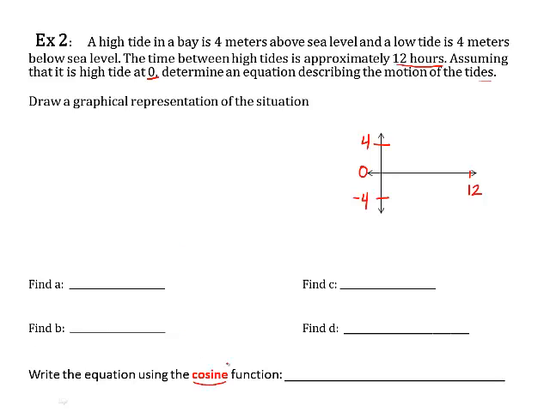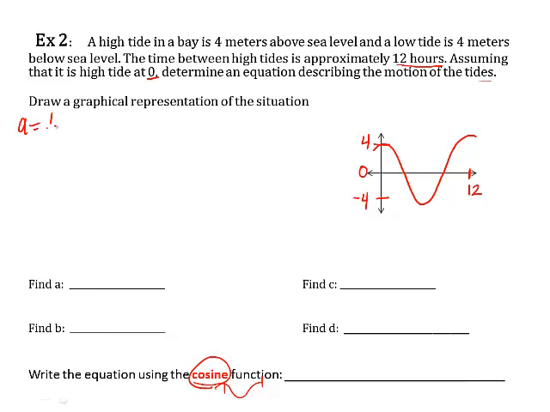Well, what am I looking for? Notice it's a cosine curve, so it's going to look like this. It's going to be peak to peak. Well, if it's at high tide at time 0, this is where my curve is going to start. It's going to come down and come back up. But it takes 12 hours for that to happen, right? So here's my graph.